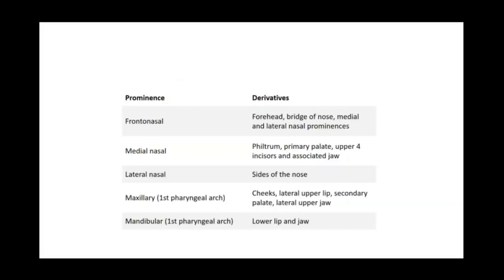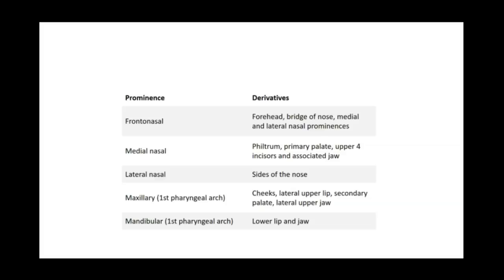So now what we say is the final derivatives: what are the prominences we have, and what is each going to give rise to. The frontonasal prominence, that is the frontal to the brain and to the nasal portion, where you have these nasal placodes, is going to give rise to your forehead, that is the front of the face. Then the bridge of the nose, that is your dorsum of the nose. The medial and the lateral prominences are going to form further structures.